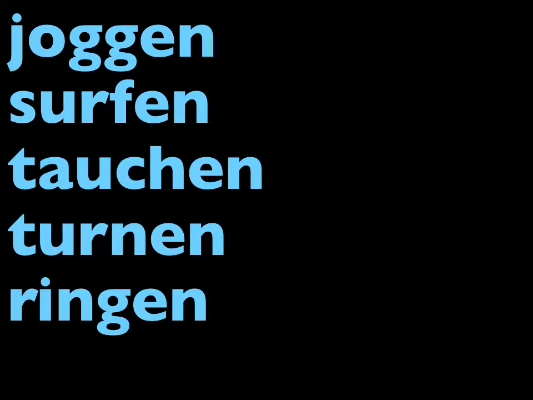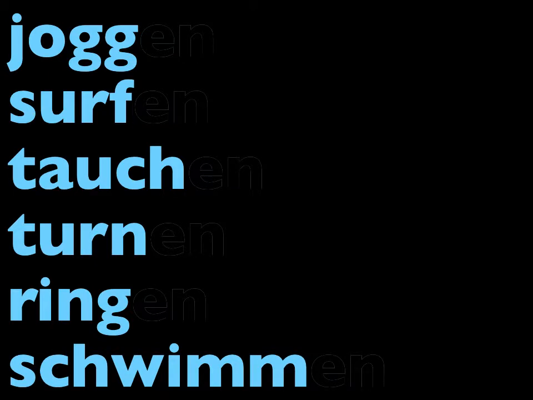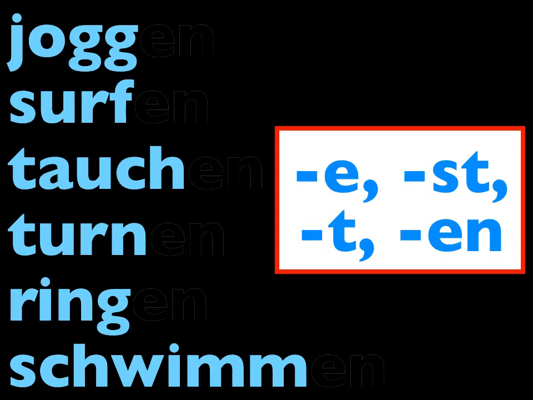And these verbs as well, to jog, to surf, to scuba dive, to do gymnastics, to wrestle, and to swim, these take the same endings. You just take the en off of the infinitive, leaving you with the stem, and then you add these endings. E for the ich form, st for the du form, t for the er/sie/es form, as well as the ihr form, the informal plural, and then en for the wir form, the we form, as well as sie, meaning they or you formal.